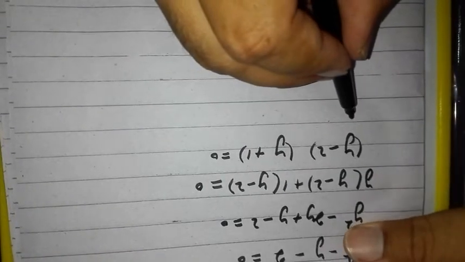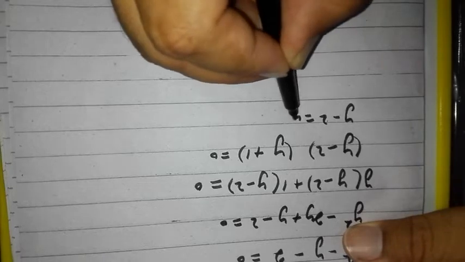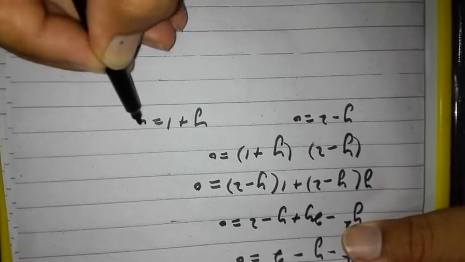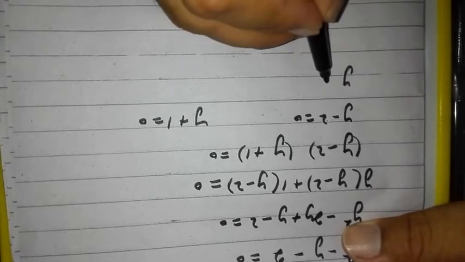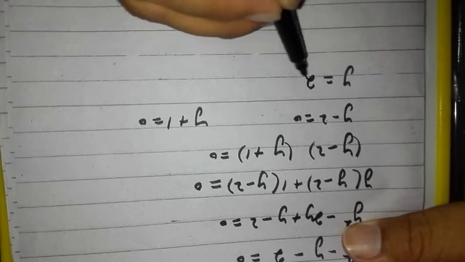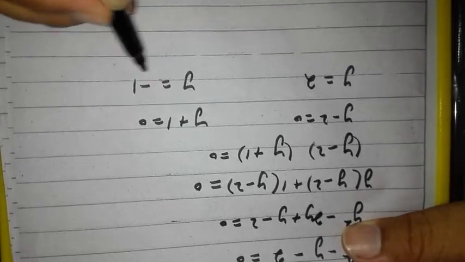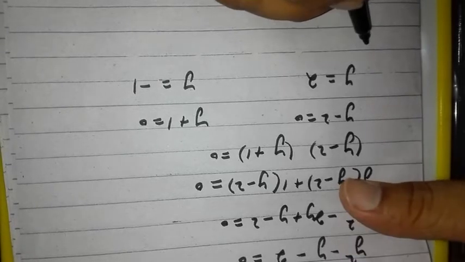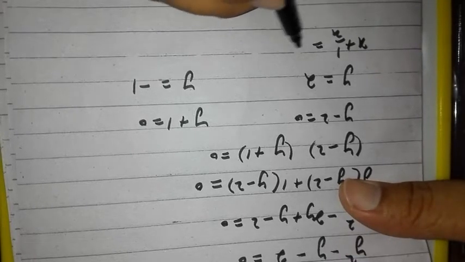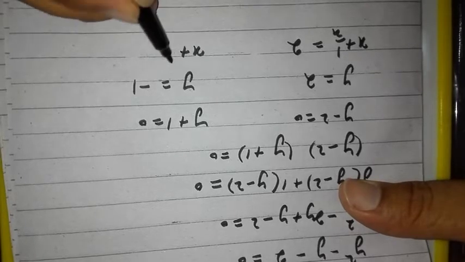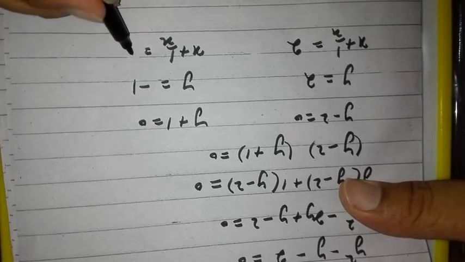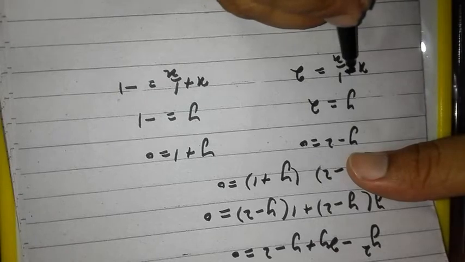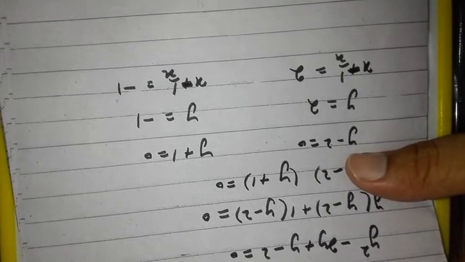Now take these two factors separately equals to 0, y minus 2 equals to 0 and y plus 1 equals to 0. So shift this minus 2 to the right side, it becomes plus 2, and this 1 becomes minus 1. Now put the value of y, which is x minus 1 by x equals to 2, and here x minus 1 by x equals to minus 1. Sorry, we have supposed here x minus 1 by x, so it will be x minus 1 by x in both.